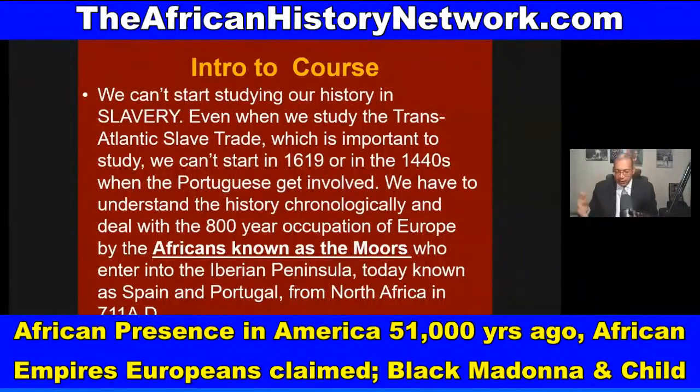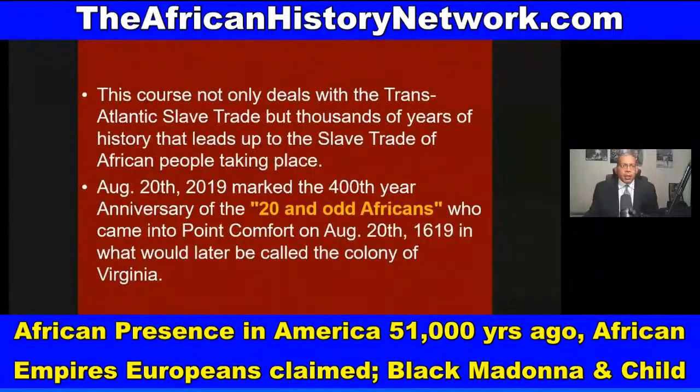And then the next period that Europe enters into is called the Renaissance era, which is a period of new enlightenment. So we have to deal with the 800-year occupation of Europe by the Africans known as the Moors, who entered the Iberian Peninsula in 711 AD. This course not only deals with the transatlantic slave trade, but thousands of years of history that leads up to the transatlantic slave trade taking place.